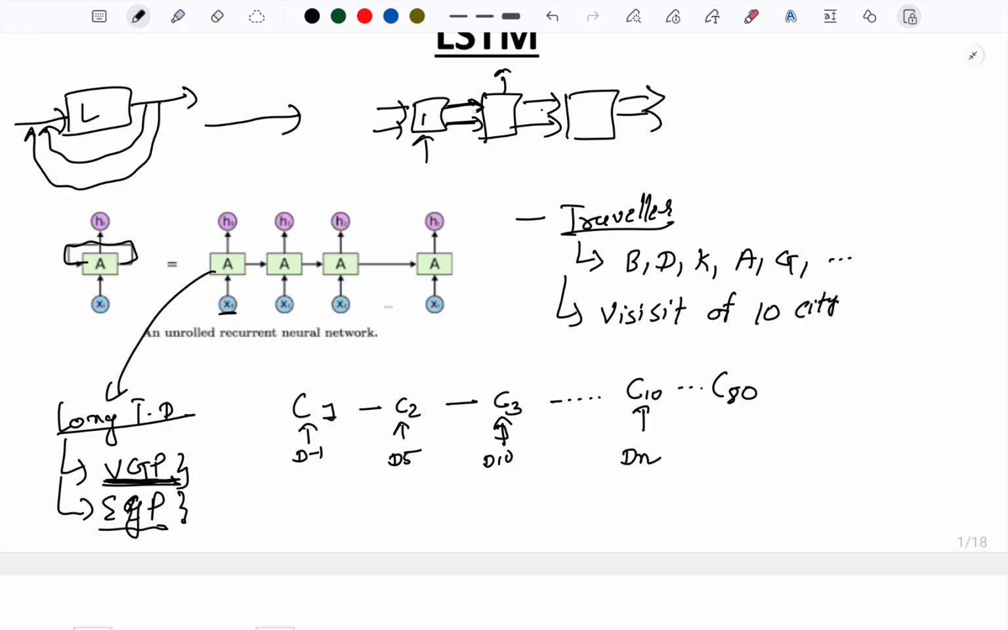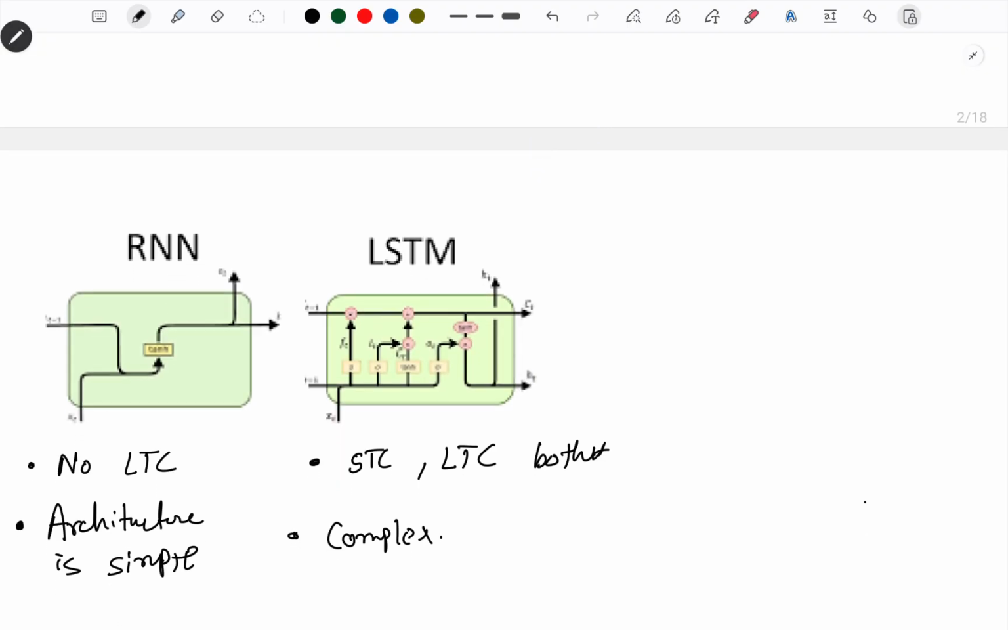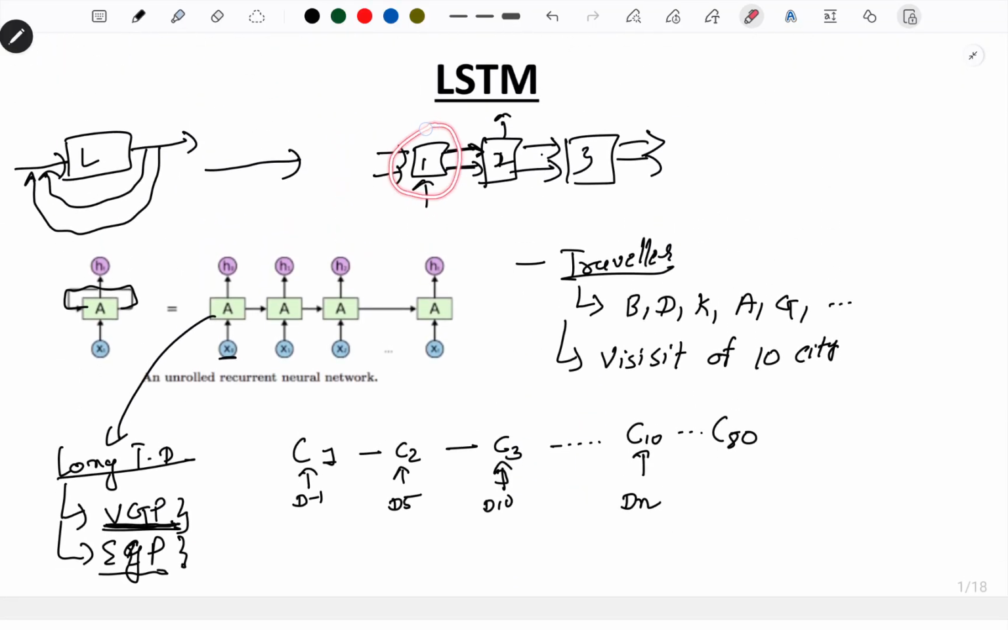So t equal to 2, t equal to 3, and all. If you expand the LSTM, this is a single unit of LSTM. This is a single unit of LSTM, likewise shown here. This is a single LSTM unit. Again, this is a single RNN unit. This is another one. Weights are the same, but this is a single RNN unit. This is a single unit.